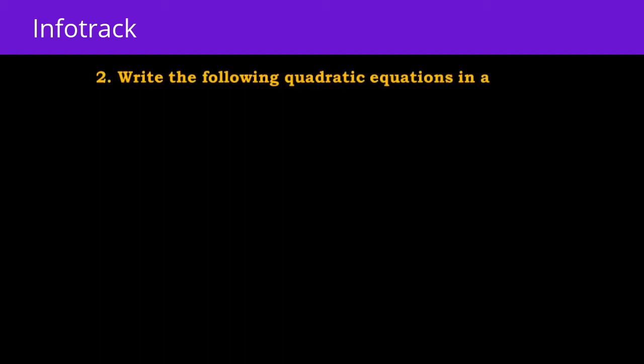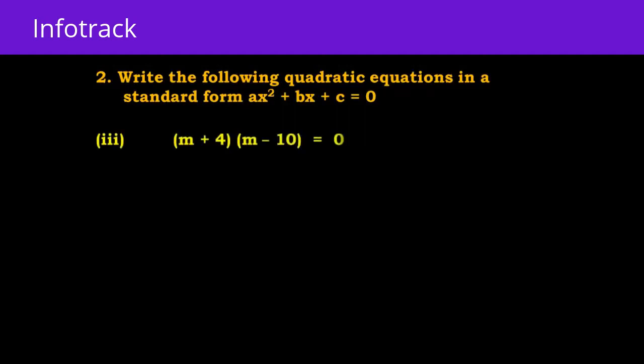Write the following quadratic equation in standard form. The quadratic equations are given, and we have to convert them into standard form, that is ax square plus bx plus c is equal to 0. Now see, question number 2 we can solve with question number 3.